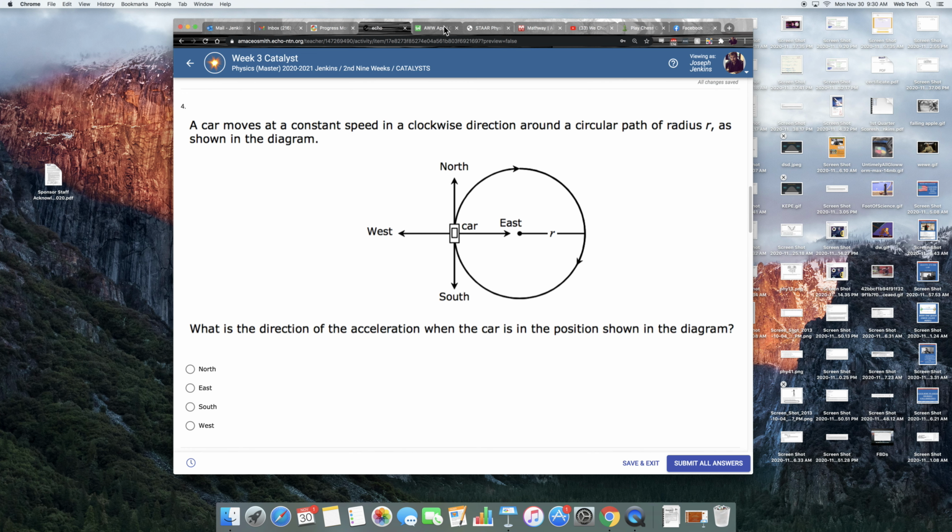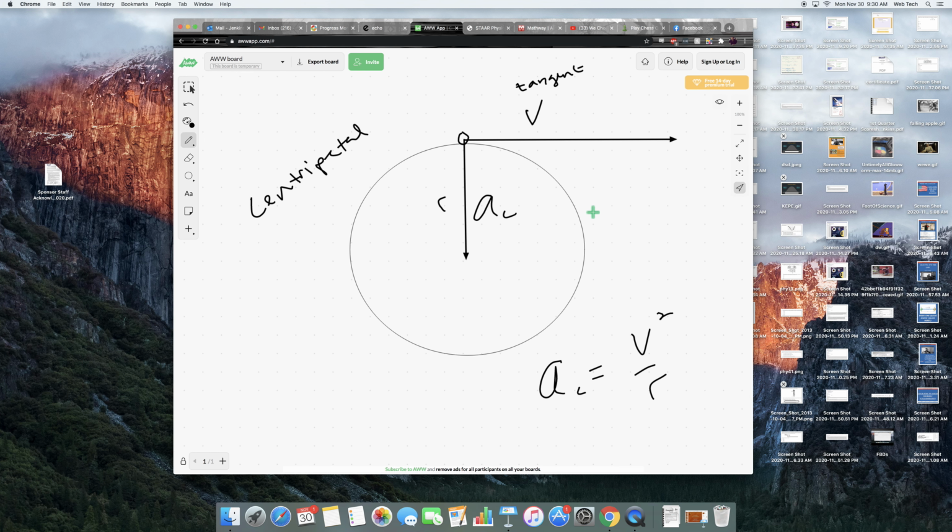Is it always going to be east? No, don't be a fool. It's going to be whatever direction the center is, relative to where that car's at. So if it was right here, guess where the acceleration would point? This direction. And if it was right here, which way would the acceleration point? This direction. So it's not always going to be south or north or east. The correct answer is it points towards the center, whatever direction that happens to be. If it's right here, it's this way, if it's right here, it's this way, so on and so forth. The acceleration is center pointing. Let's go.